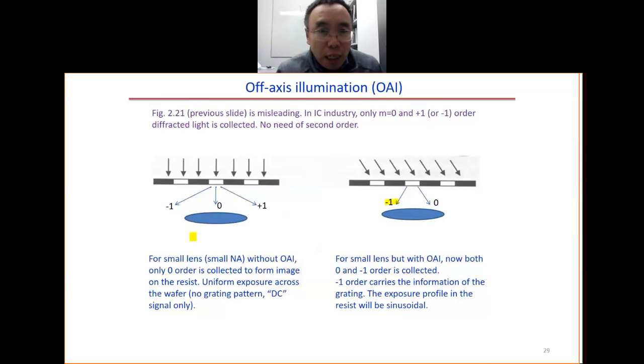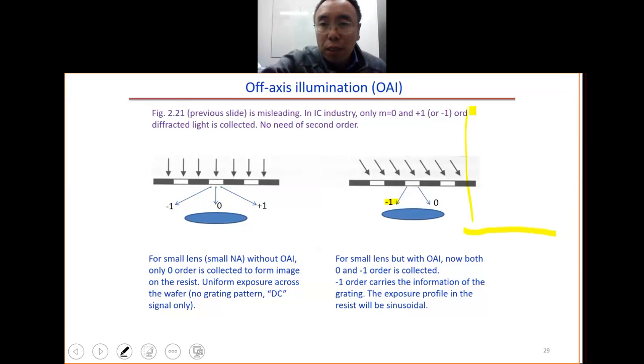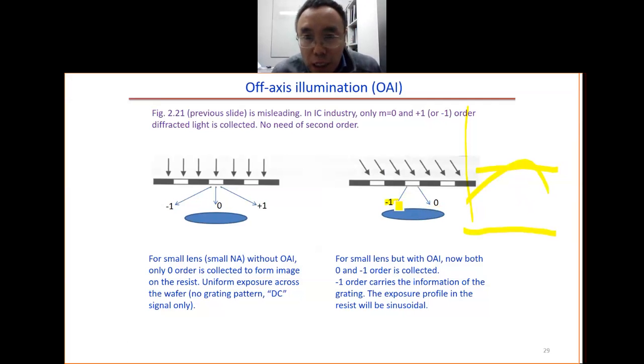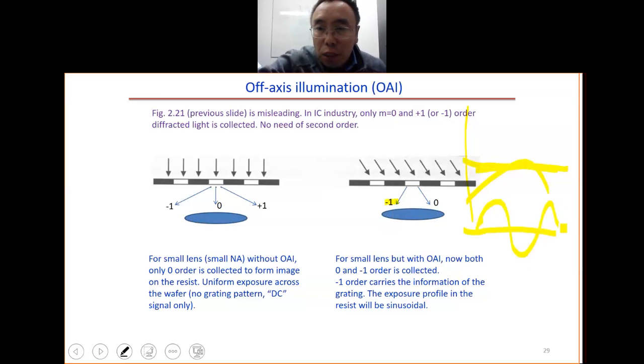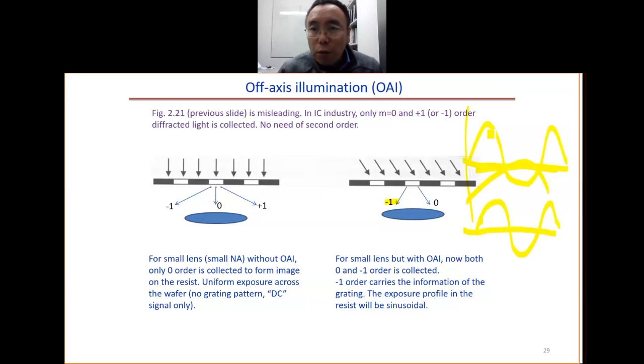In this case, you can see for the normal illumination only zero order gets passed through. So we have a light profile something like this. Only zero order, no pattern, just a blanket exposure. For this case, we have zero order and minus one order. When we add them together, you get something like this. Now we can see the periodic line array structure. Even though it is not so good, not square, we can still see a periodic line array.